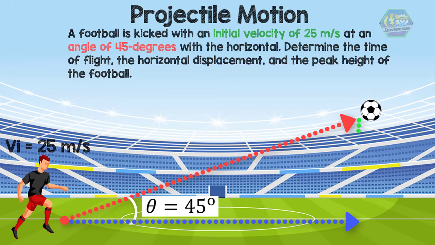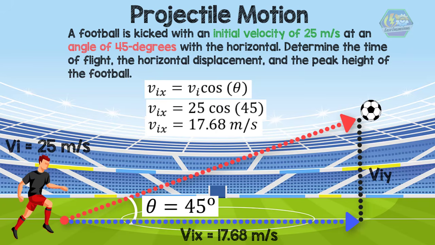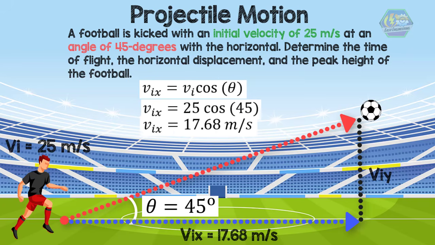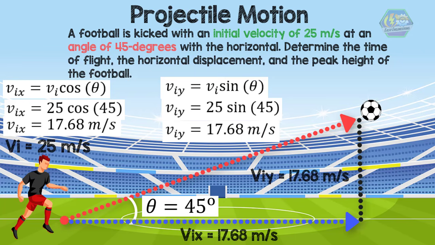First, we need to resolve the initial velocity into x and y components. The x component of the initial velocity is equal to v sub i cosine theta. The y component of the initial velocity is equal to v sub i multiplied by sine theta. So we now have the initial velocity along x and the initial velocity along y.